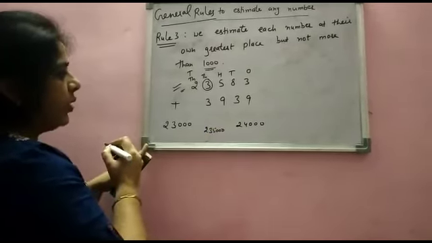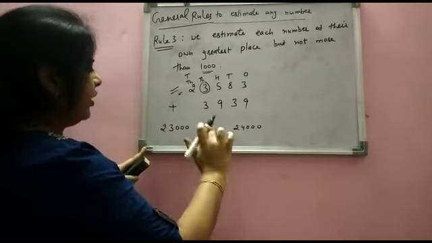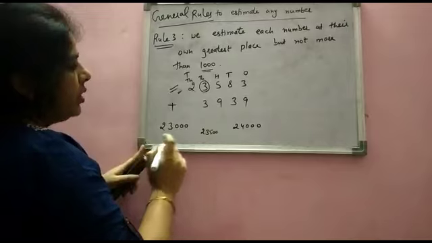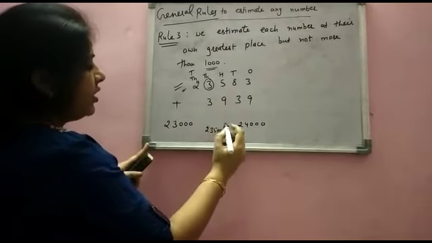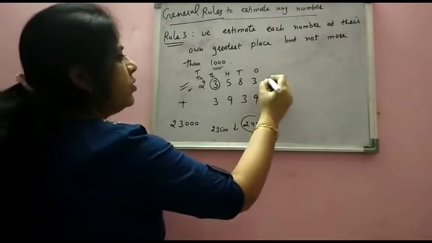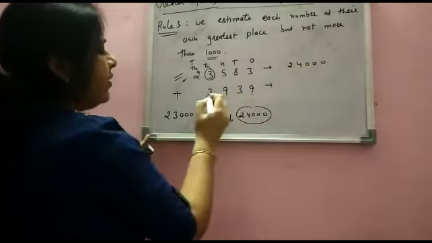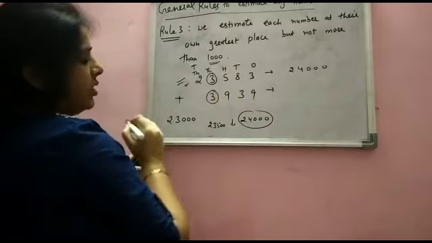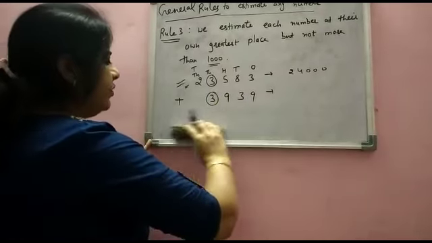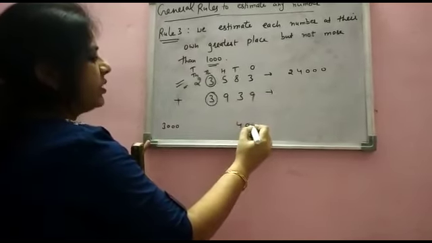23,500. Now students, this number is more than halfway, so it will go with this. So this will be 2400 and this maximum place is 1000. So this number lies between 3000 and 4000.